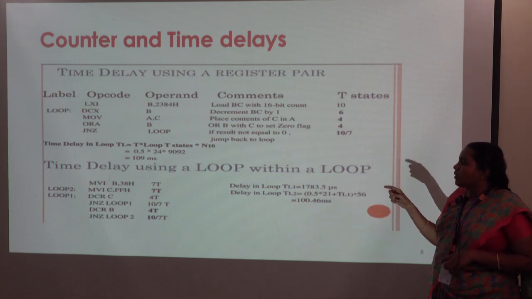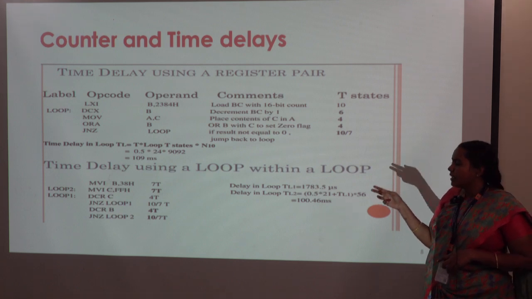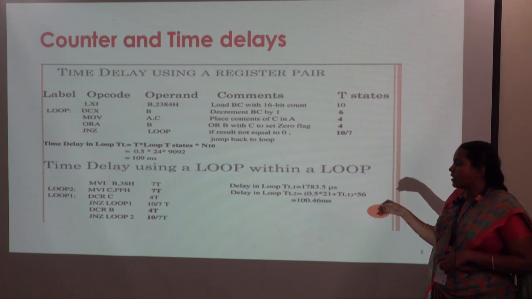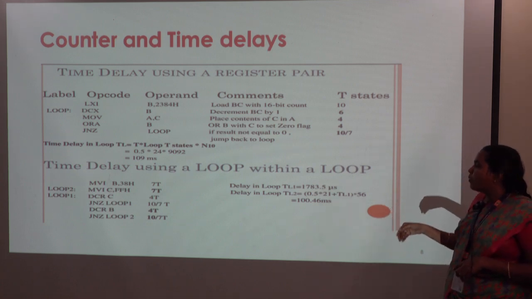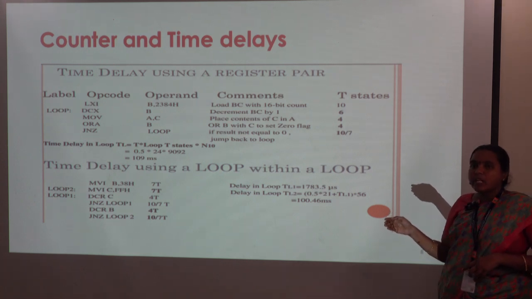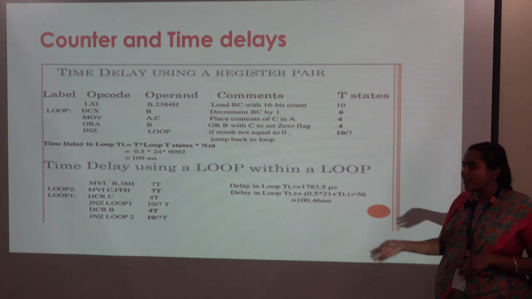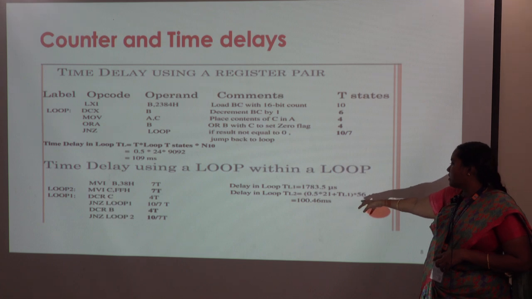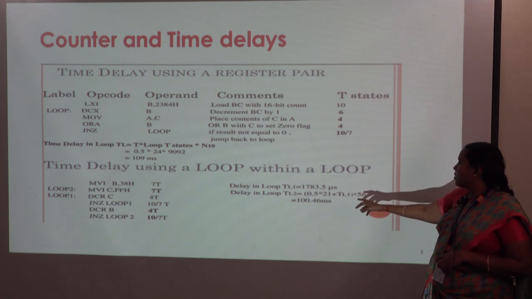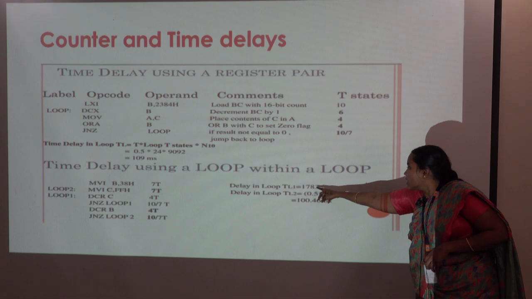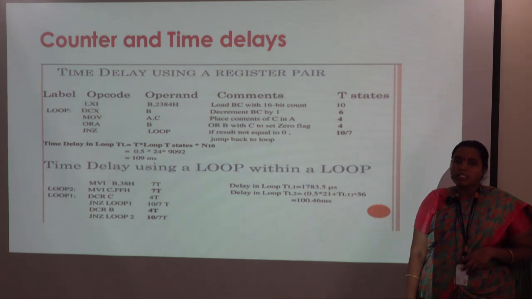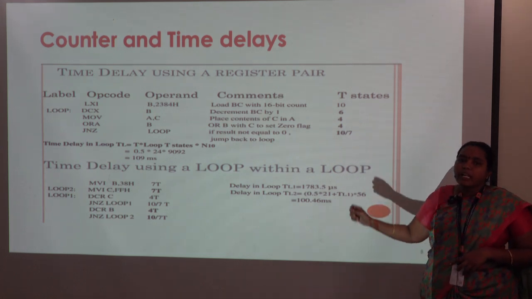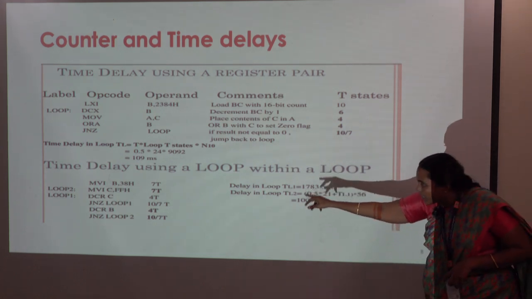We have to move immediate B, 38. With 38, the loop will be executed until it reaches 0. Once it reaches 0, it exits from the loop. 38 is a hexadecimal value, which converts to the decimal value 56. So 0.5 into 21 plus the time delay: 1783 into 56 gives 100.46 milliseconds, the time to execute the entire program. Okay, thank you.